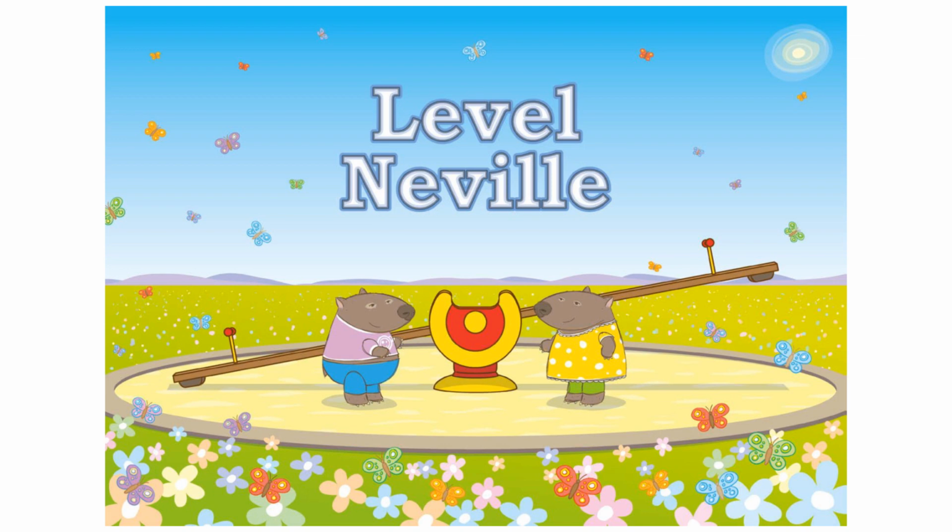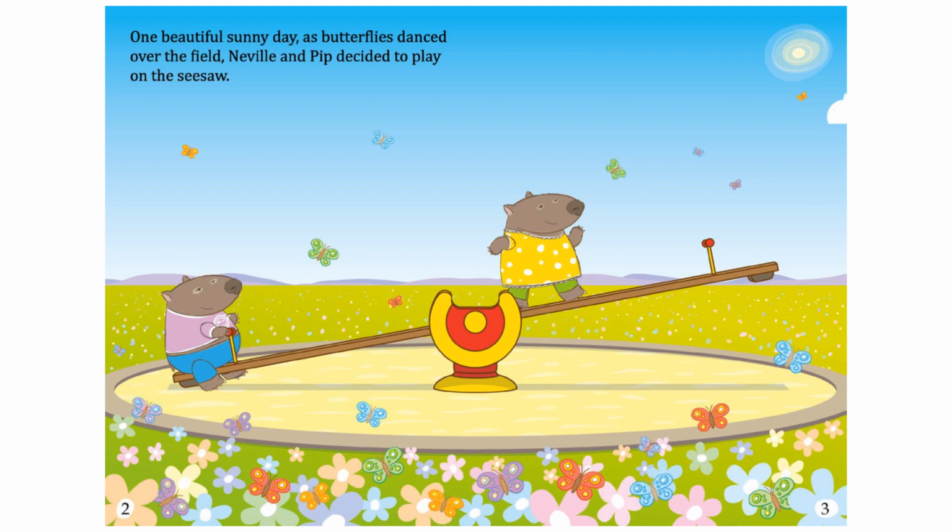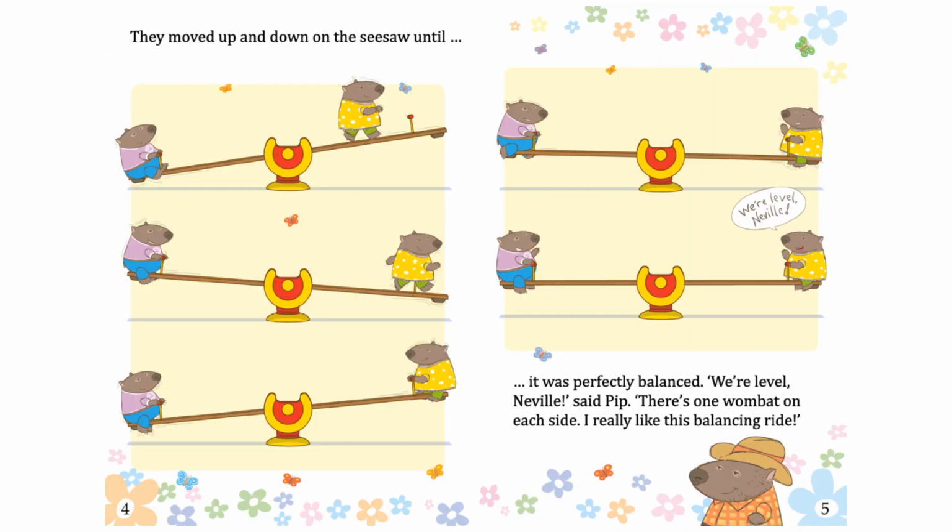Let's have a read of a story now. This story is called Level Neville. In this story we have 2 characters and it looks like they're going to be playing on a seesaw. One beautiful sunny day, as butterflies danced over the field, Neville and Pip decided to play on the seesaw. What can you see that is happening with Neville and Pip on the seesaw? They moved up and down on the seesaw until it was perfectly balanced.